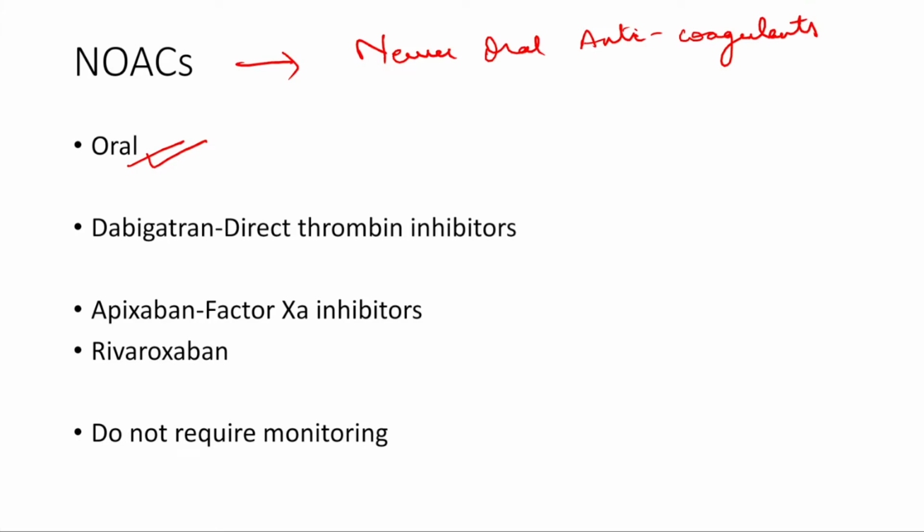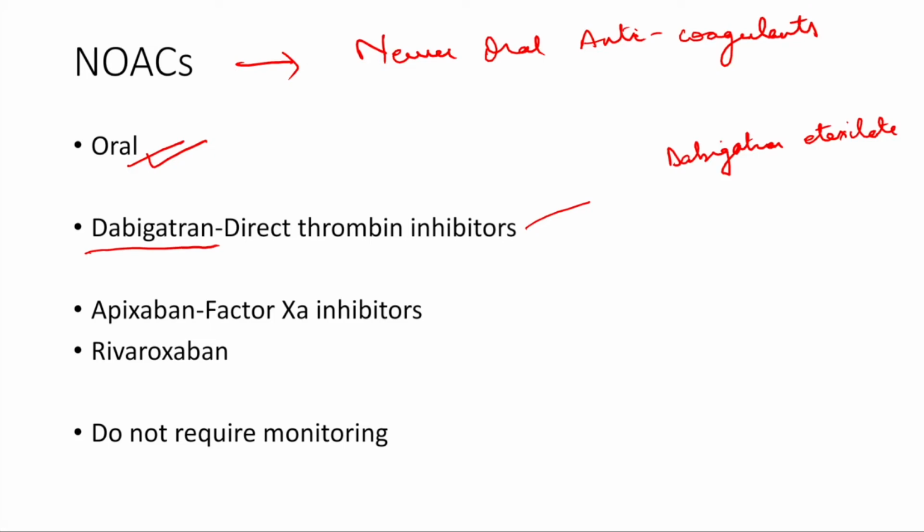The first one is dabigatran, like the answer to the question. It's a direct thrombin inhibitor. You remember argatroban and lepirudin, but those were IV infusions. This is an oral direct thrombin inhibitor. It is usually in the form of dabigatran etexilate. You might be asked that this is the inactive form of which drug. As it is in the name, it's dabigatran. This is the form in which it is administered. It causes direct inhibition of thrombin.